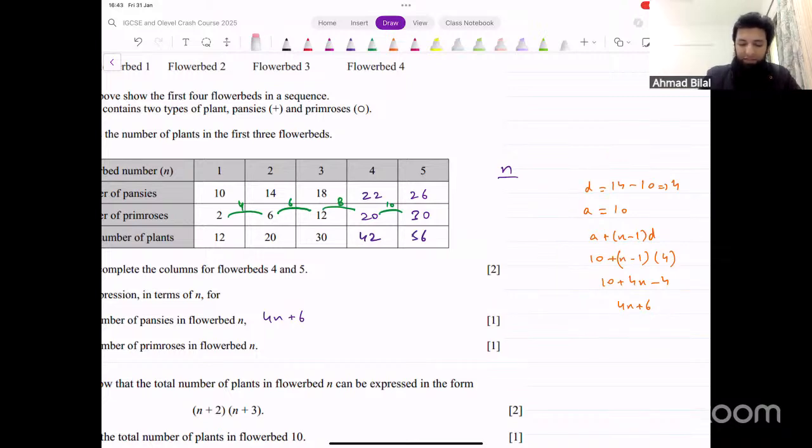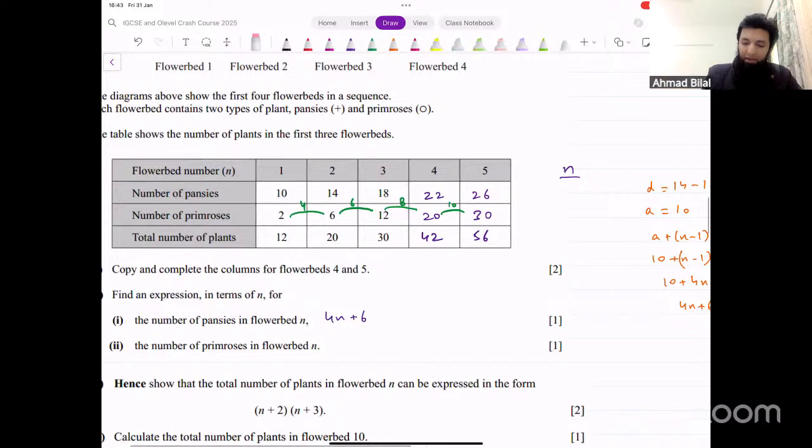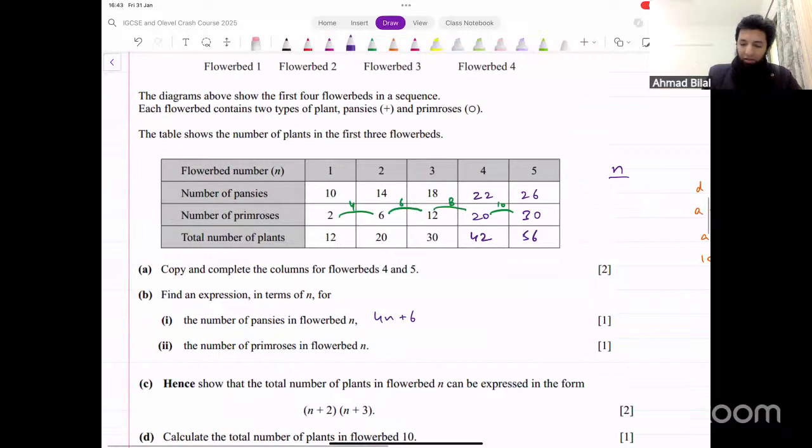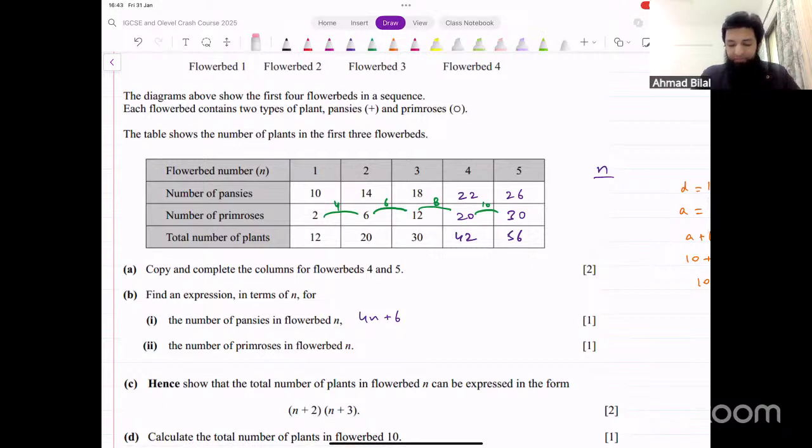Now for the second one, how do you figure out the nth term formula for the primroses in flower bed n? What about the second sequence now? How can we think about this?